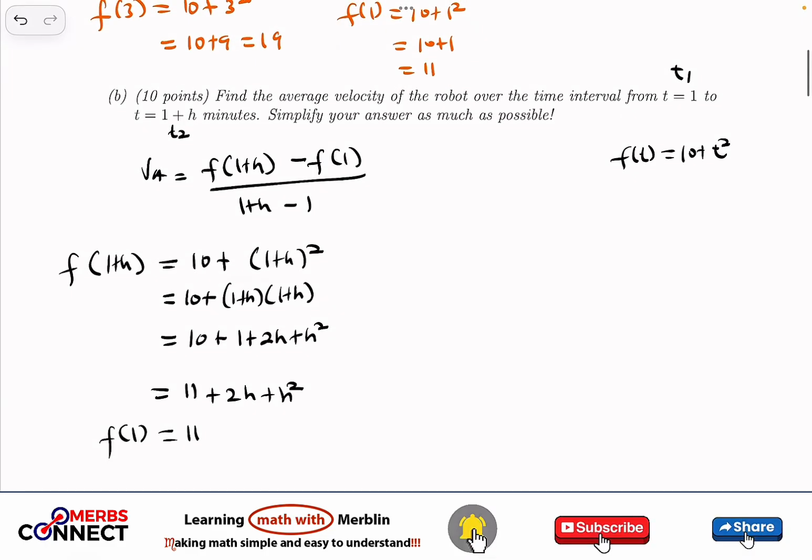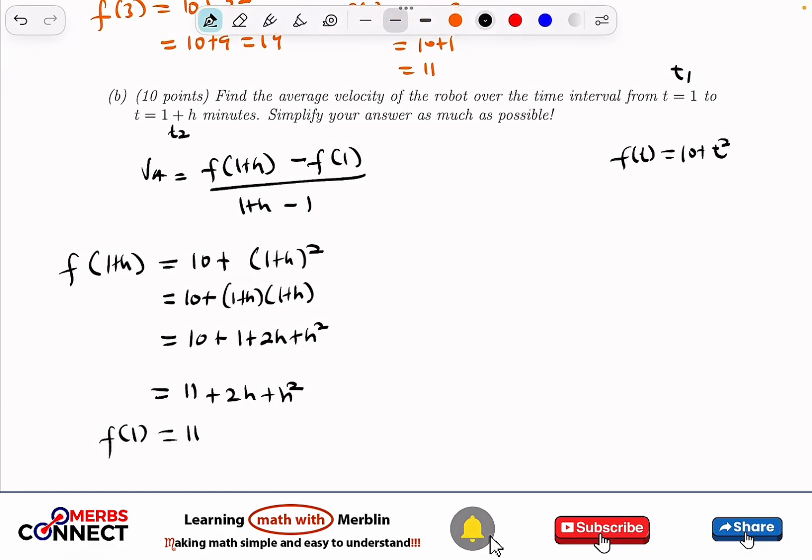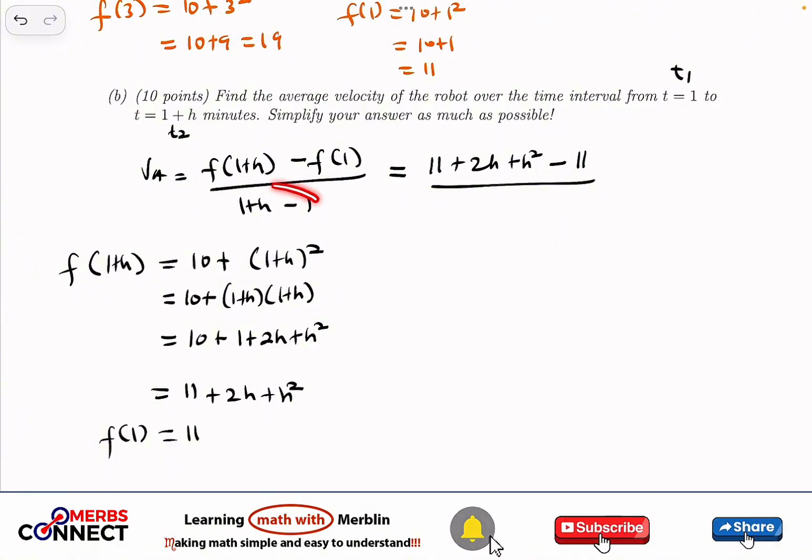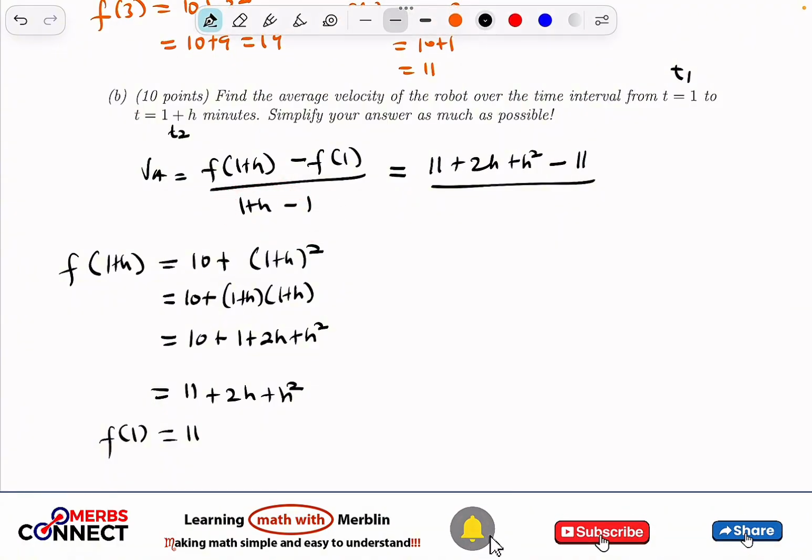So now what we just need to do is just use the results that we have gotten here. So we are going to have 1 plus 2h plus h squared minus 1, all divided by h. And then the magic happens here.